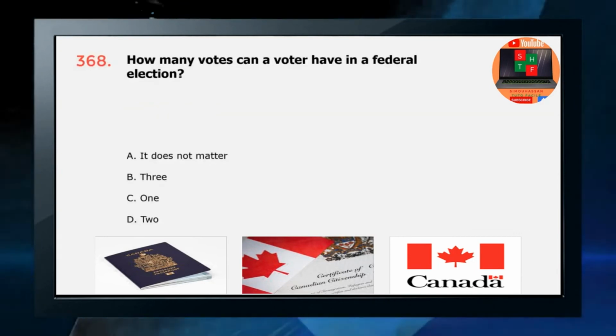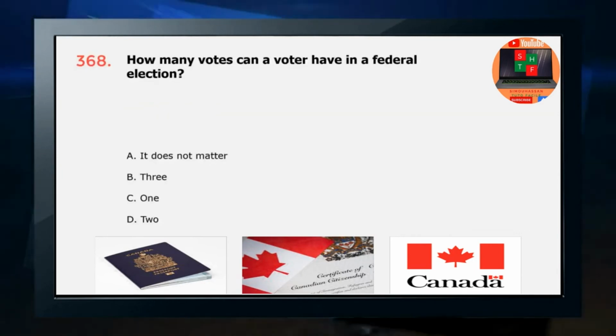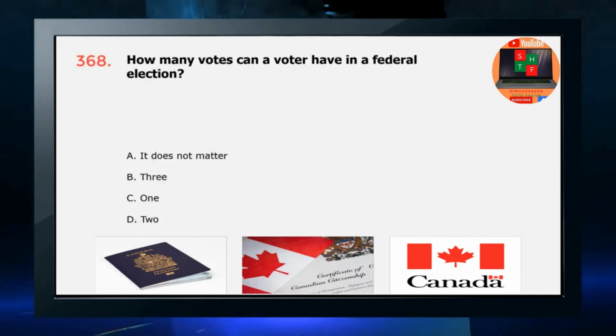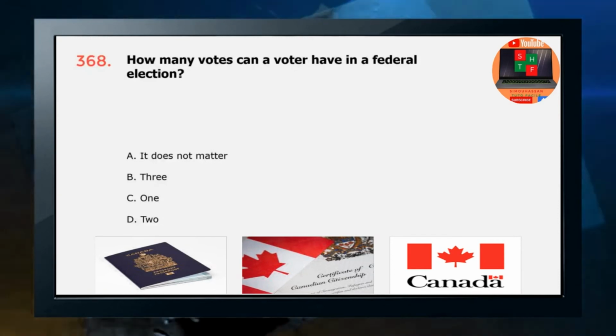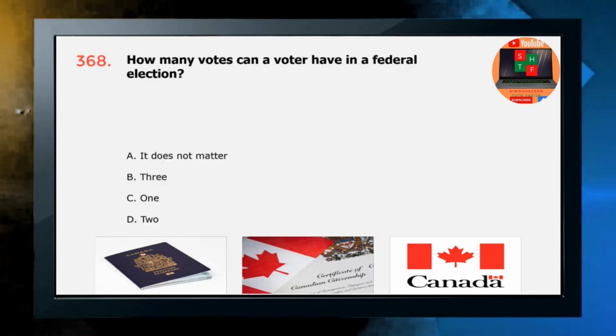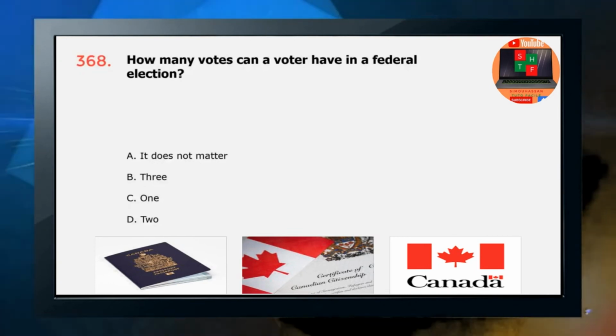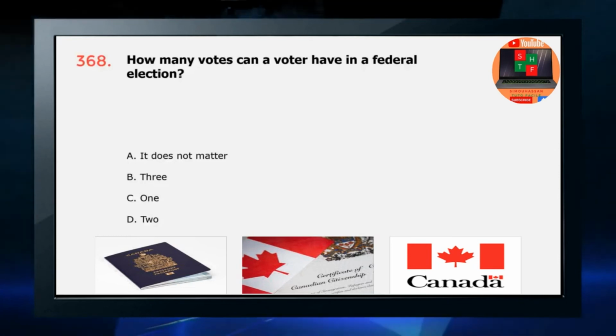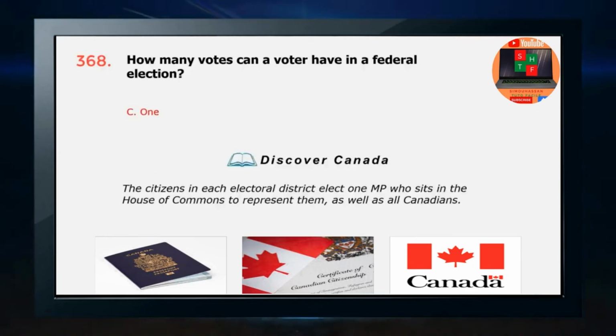Question 368. How many votes can a voter have in a federal election? A. It does not matter. B. 3. C. 1. D. 2. The answer is C. 1.